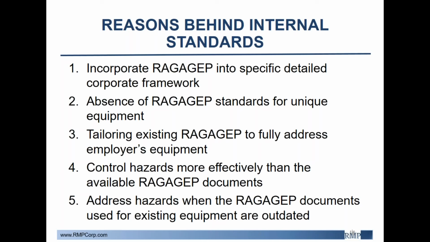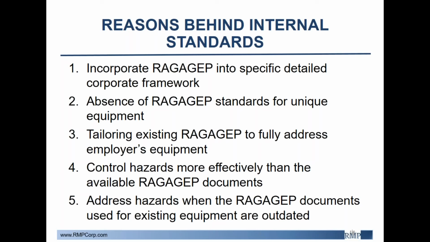Number 2 would be setting design, maintenance, inspection, and testing requirements for unique equipment for which no other RAGAGEP exists. Again, every site is different. You may be using something that you had custom made for your facility. So in that case, you need to develop something on your own. Number 3, supplementing or augmenting RAGAGEP selected by the employer that only partially or inadequately addresses the employer's equipment.